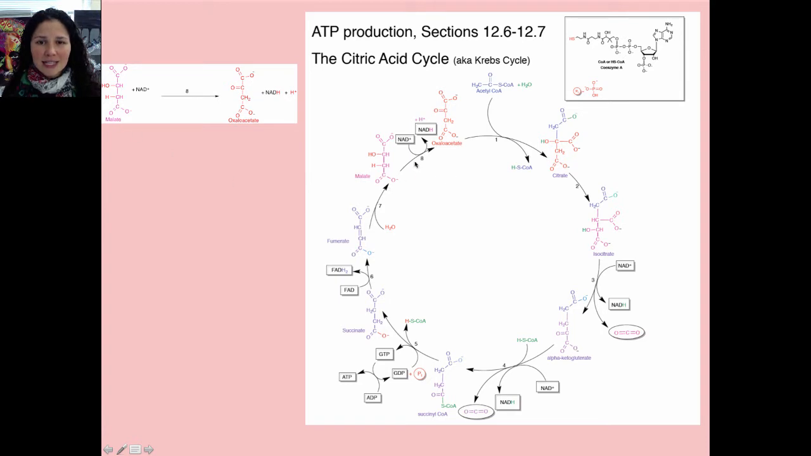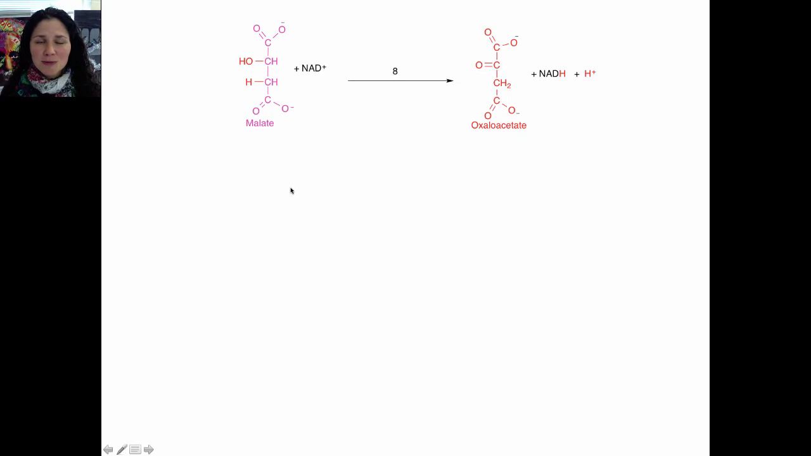That's this step. NAD+ is being reduced because it's gaining a hydrogen. And malate, in this case, is being oxidized because it's both losing hydrogens and gaining bonds between oxygen and carbon. Here's a zoomed-in version of the reaction. Please pay careful attention to this carbon-oxygen bond. The molecule loses 2 hydrogens on malate and gains a carbon-oxygen bond to become oxaloacetate.